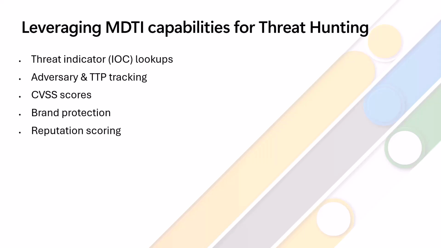Reputation scoring assigns reputation scores to various indicators of compromise, such as domains, IP addresses, and URLs to help prioritize threats. Vulnerability intelligence provides insights into known vulnerabilities, their severity, and potential impact, enabling prioritization, proactive patching, and risk management. With malware analysis, MDTI provides analysis of malware samples to help you understand their behavior, capabilities, and potential impact, helping you mitigate and prevent future infections.